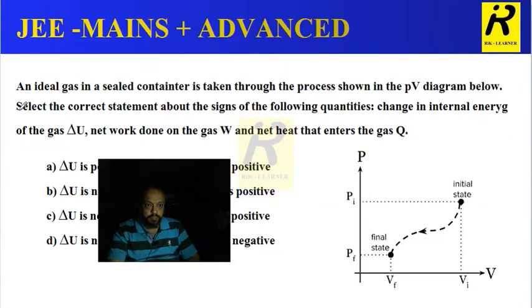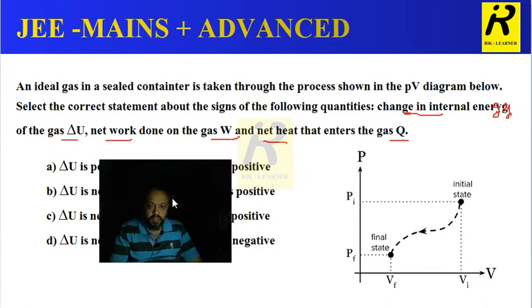The question is: an ideal gas in a sealed container is taken through the process shown in the PV diagram below. Select the correct statement about the signs of the following quantities. Change in internal energy, represented by delta U. Net work done, represented by W, and net heat that enters the gas, Q.